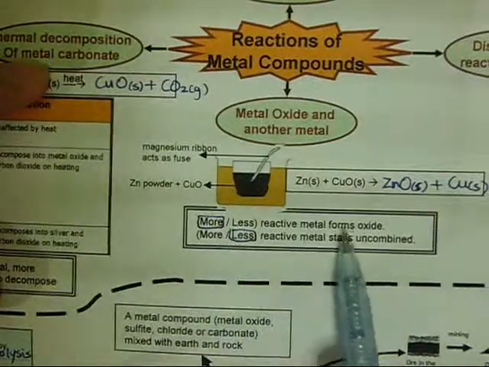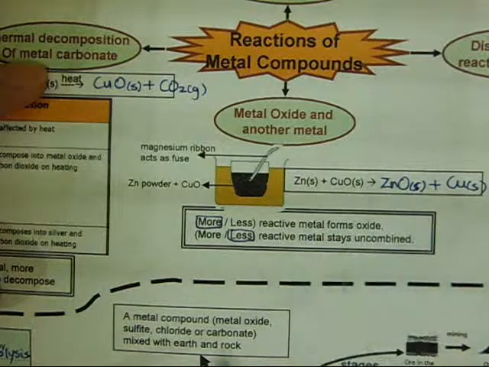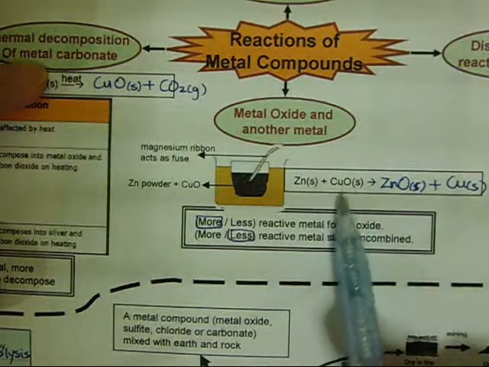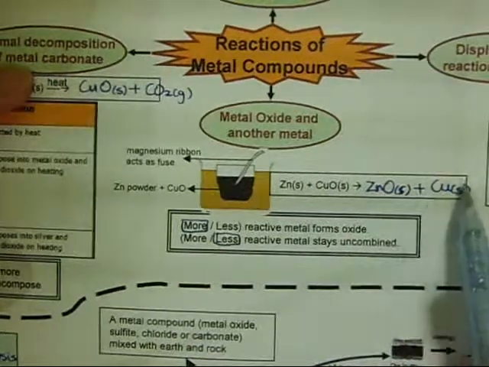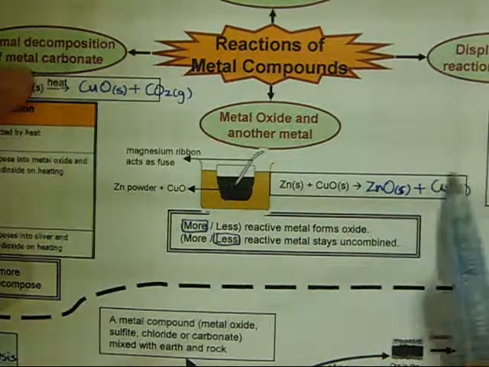So the more reactive metal forms oxide. In this case, zinc will form zinc oxide, and the less reactive metal stays uncombined. The less reactive metal in this case is copper, it will stay uncombined. That means it doesn't combine with anything. That means it is left alone.